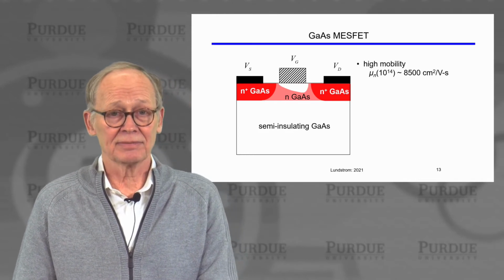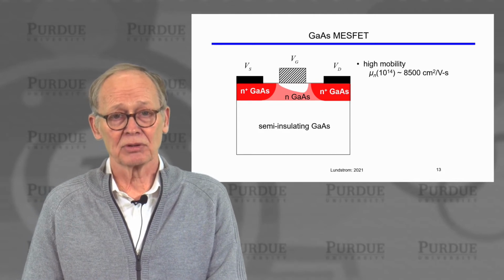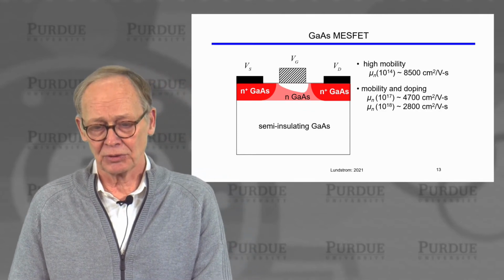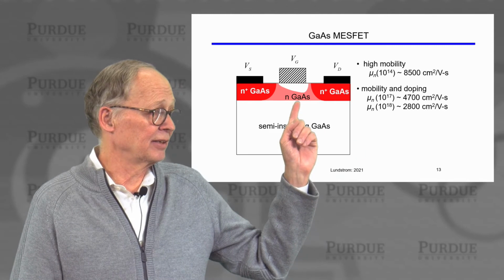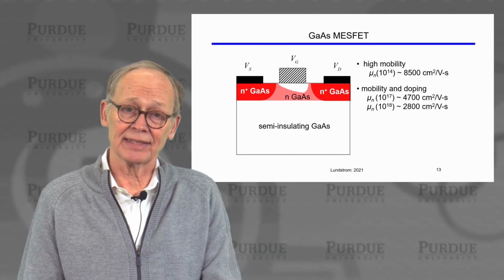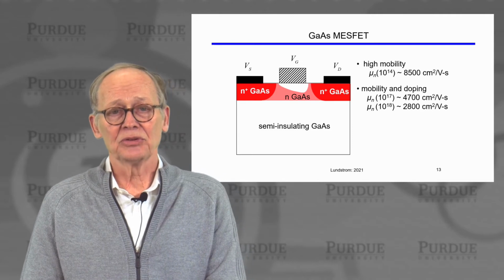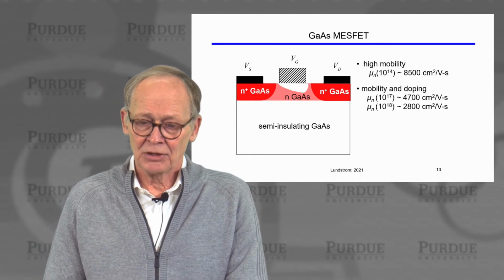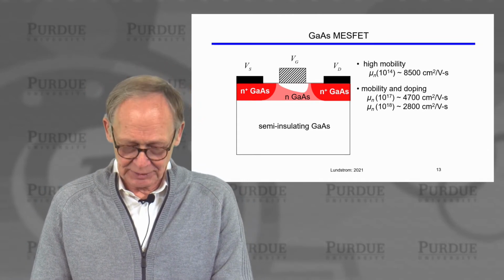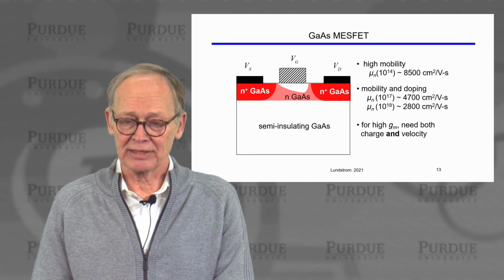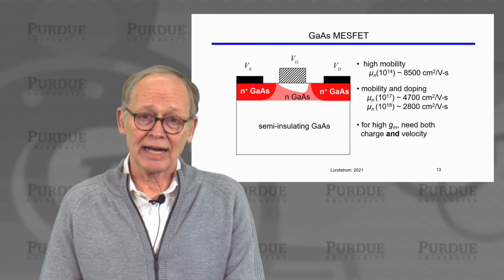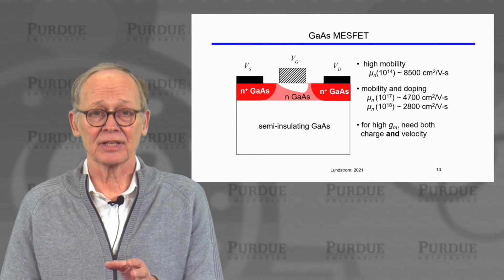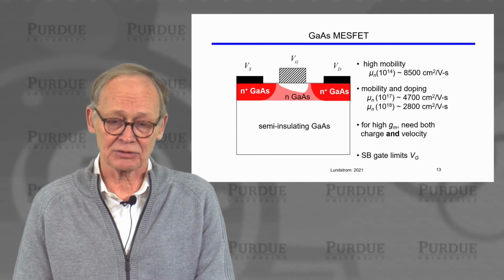Now, if we're making this out of gallium arsenide, pure lightly doped gallium arsenide has a very high electron mobility, 8,500 centimeters squared per volt second. But to make a device like this, we have to dope the channel, 10 to the 17th or 10 to the 18th, and then we lose the high mobility of that intrinsic material, gallium arsenide. So it's this modulation doping concept that allows us to get the carriers we need, but to retain the mobility. For high transconductance in RF applications, for example, we need both that charge and the velocity, which means we need a high electron mobility.